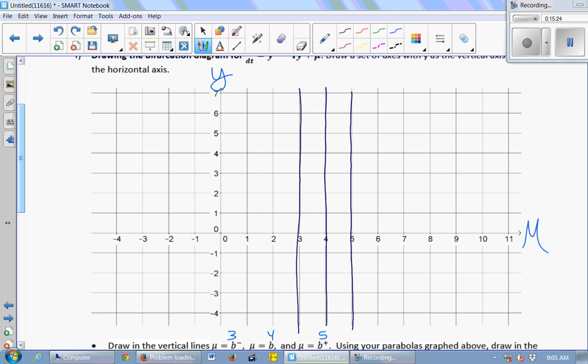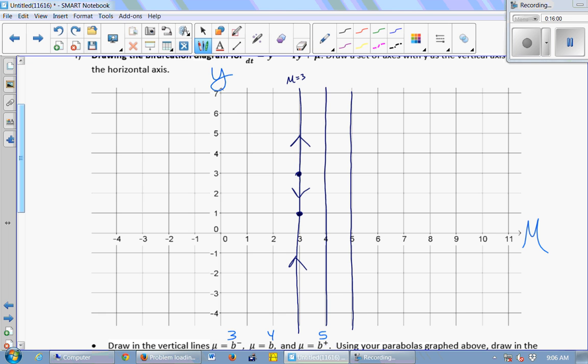Okay. So let's think about 3. For mu equals 3, that's this guy. And where are the equilibrium solutions? 1 and 3. So I put the dots at 1 and 3. And when I'm less than 1, is the parabola positive or negative? Positive of the x-axis. So I've got an up arrow. Between 1 and 3 it goes down below the x-axis. It's negative, and then it's positive again.